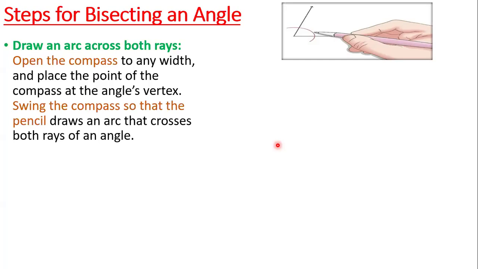Carry on, Johnson. Read the first step for me, please. Draw an arc across both rays. Open the compass to any width and place the point of the compass at the angle's vertex. Swing the compass so that the pencil draws an arc that crosses both rays of an angle. Very good.